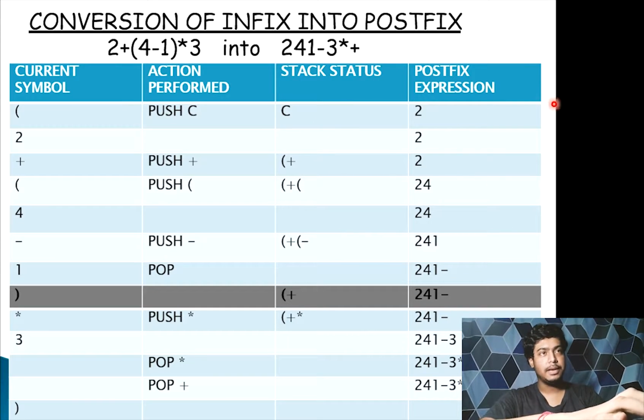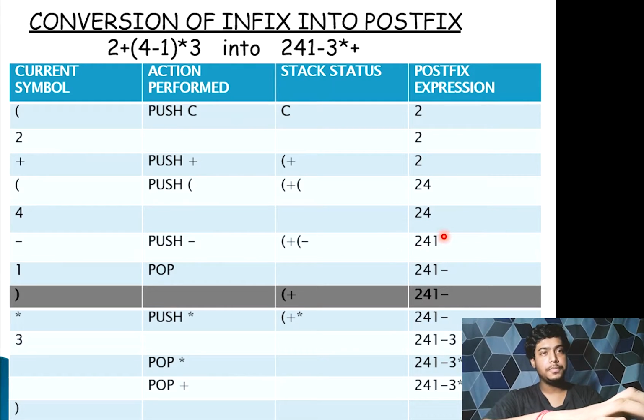So let's see this in tabular form. The first thing we do is push the opening brace into the stack. So in the stack we have this opening brace, and our postfix expression now is 2, as we have pushed in the 2. The next thing we do is push the addition, so the addition comes into the stack. Similarly, we push the opening brace, the number 4, the minus symbol, and the number 1. After this we have our postfix expression as 2, 4, 1.